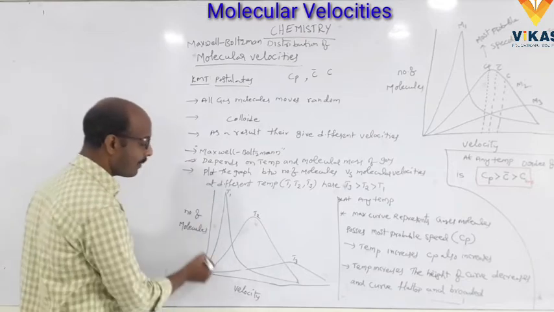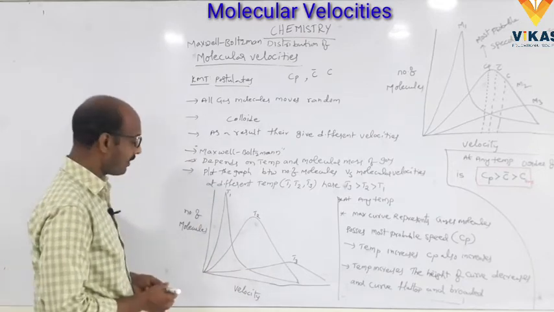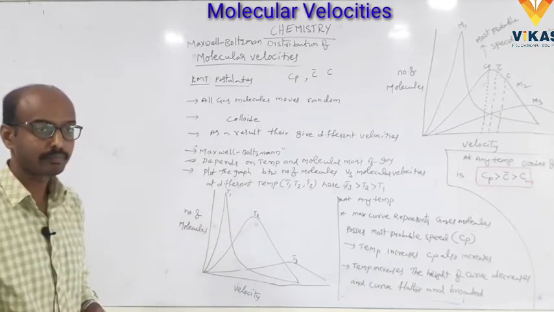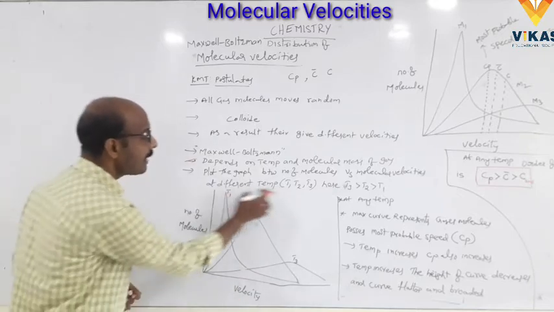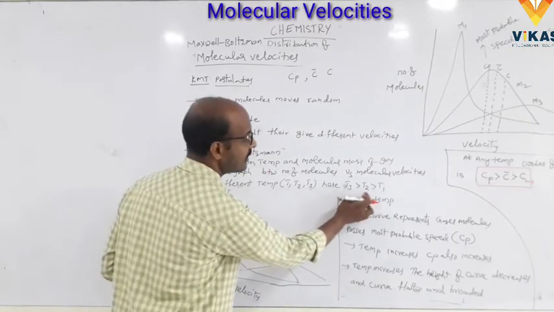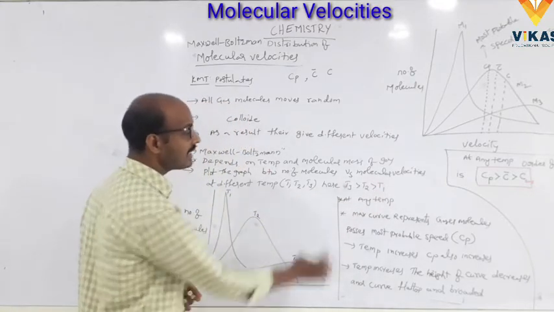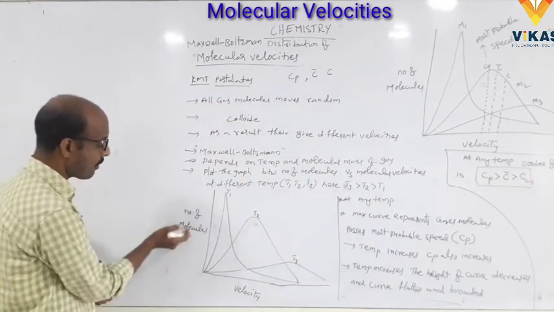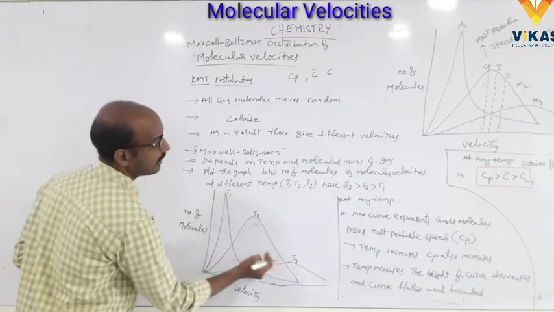Plot the graph between number of molecules versus molecular velocity at different temperatures T1, T2 and T3. Here T3 is greater than T2 is greater than T1, means T3 is higher than T1 and T2. This is the graph of number of molecules versus velocity at different temperatures.